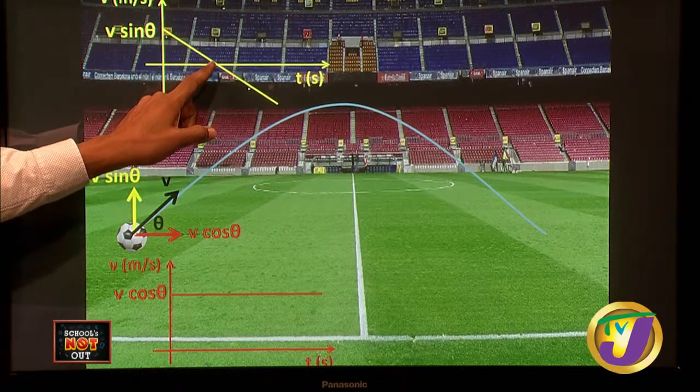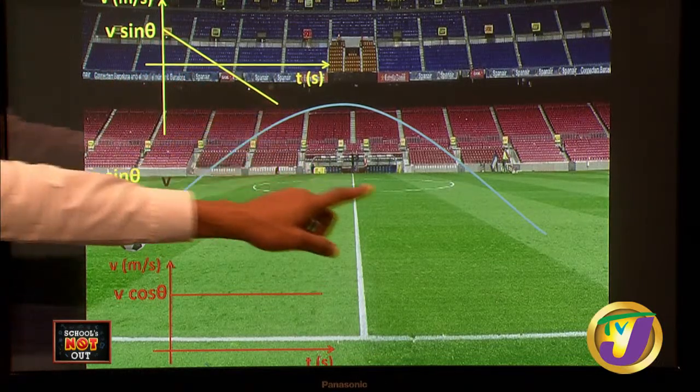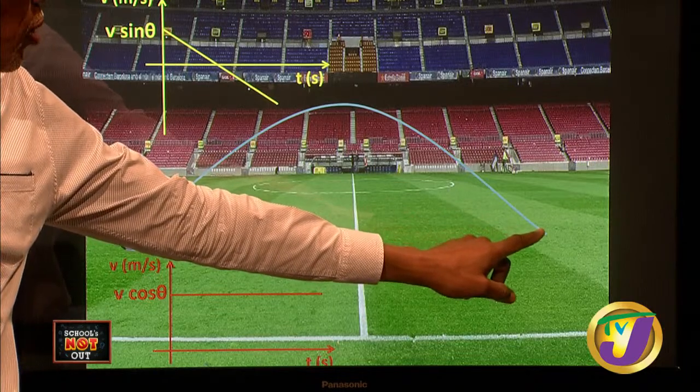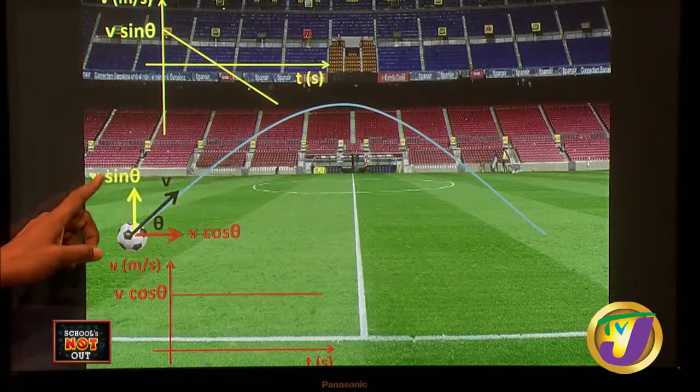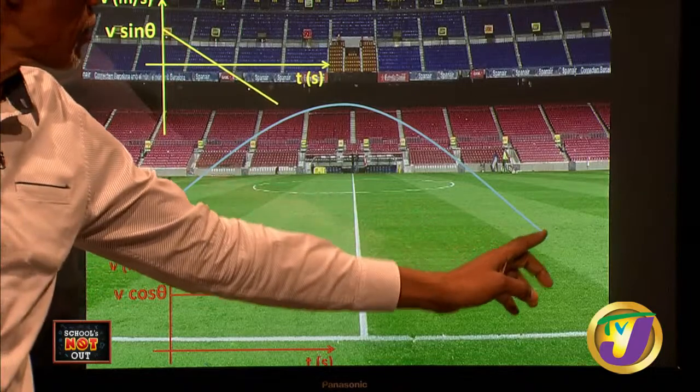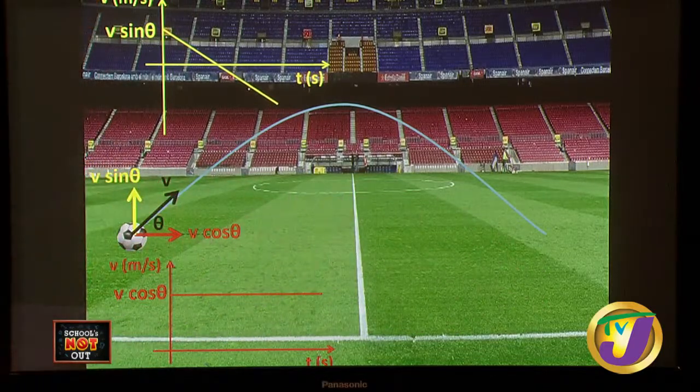It goes to 0 and then it comes back down. And at this point, the vertical component of the velocity will have the same v sin theta, because it takes just as long to come down as it takes to go up. The same speed with which it leaves the ground is the same speed with which it comes back down to the ground. All right.